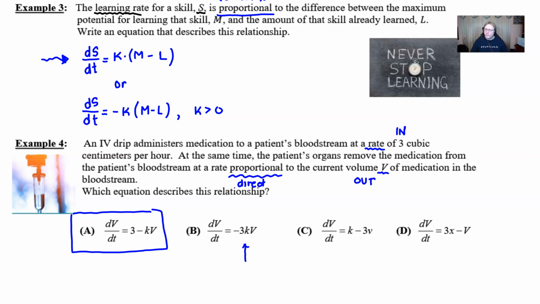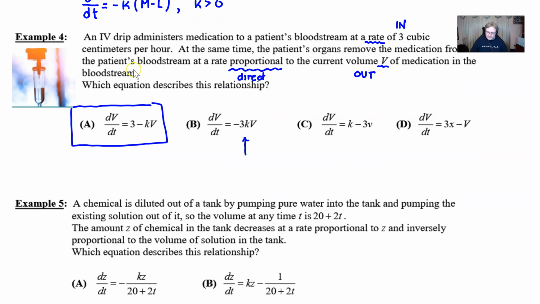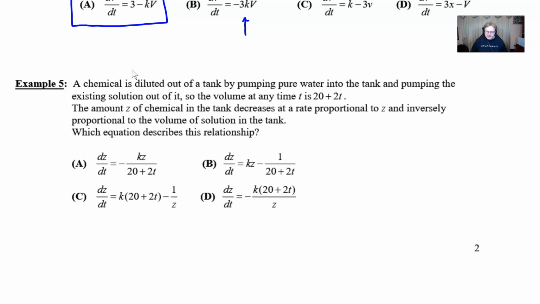All right, we have one more problem to do. It's another multiple choice. It says a chemical is diluted out of a tank by pumping pure water into the tank and pumping the existing solution out of it. So the volume at any time t is going to be given by 20 plus 2t. The volume is given by that. I might even want to call that the volume.